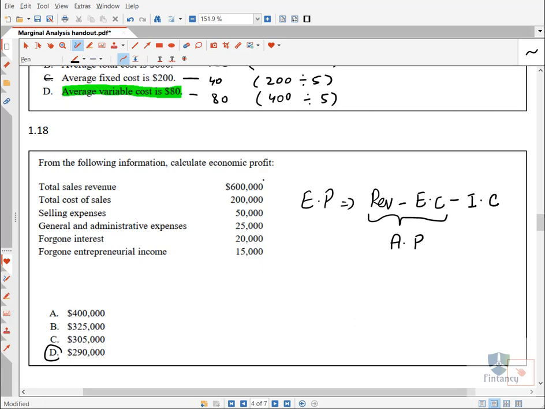Okay. So my friends, if in the same question they ask you what is the accounting profit, then you will stop till here only. This is your accounting profit. Getting it, everyone? But if they ask you economic profit, then you will go beyond the G&A and you will deduct the foregone interest as well as the foregone income. I hope it's clear to everyone.